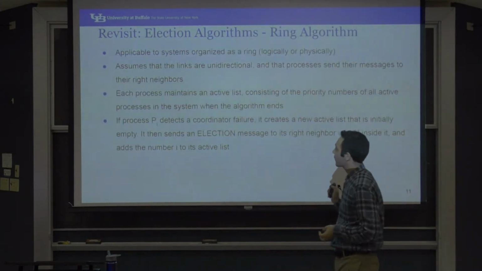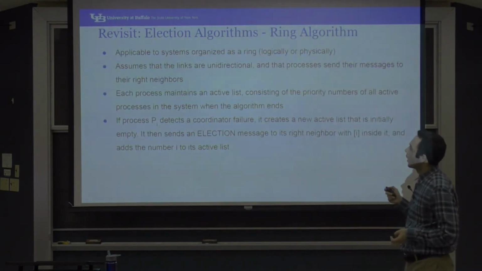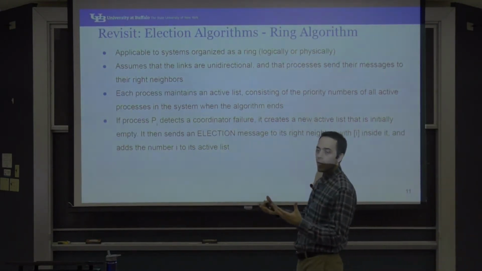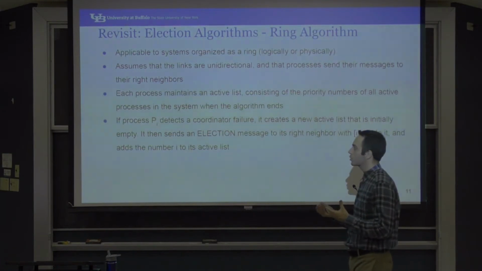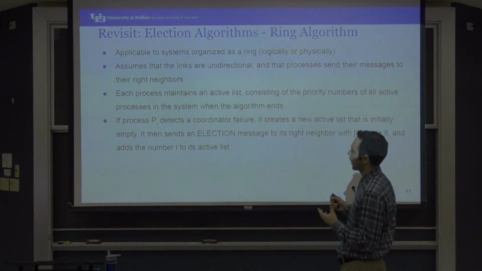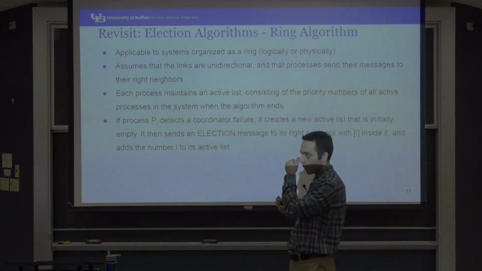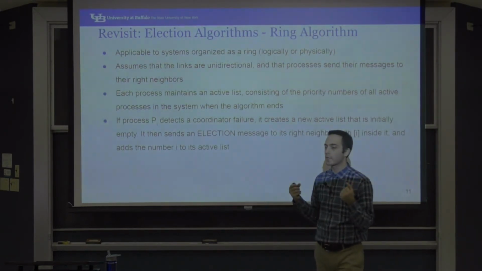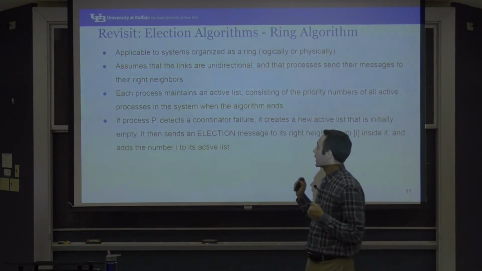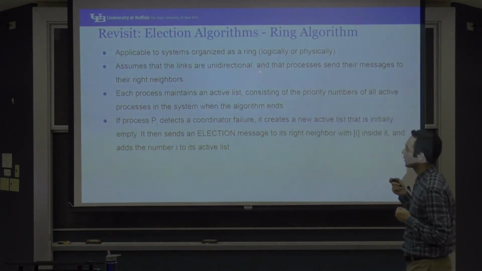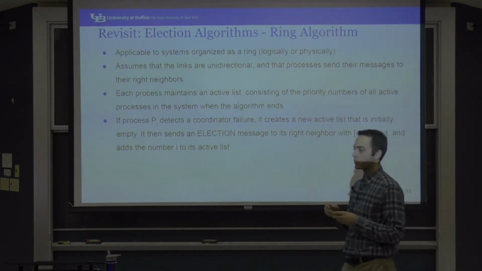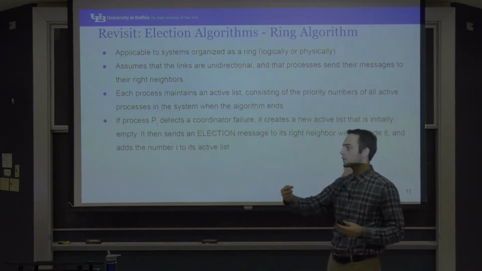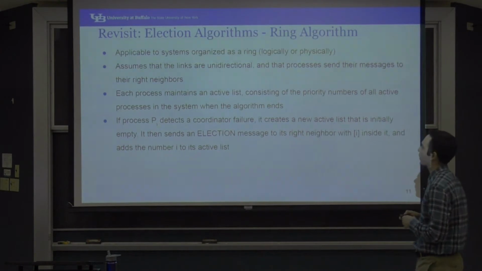Now, in the ring algorithm, basically we have a logical ring, and that's how they want to elect their coordinator. So we put all of them in a physical or a logical ring, and the way that the algorithm is working is that, first of all, the links are unidirectional, so it's like token passing. We can go over the circle of the processes in one direction to cover all of them, right?